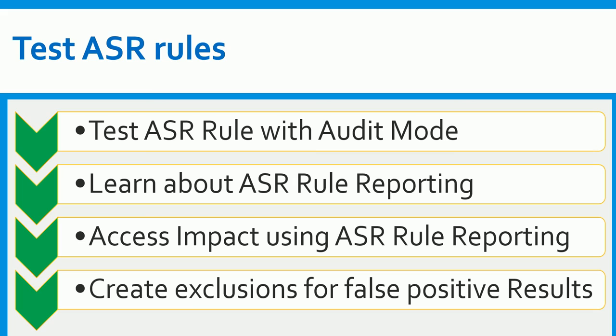Let's go through how you can test it. Test the ASR rule with audit mode first, as I showed a while back. First create your rule with audit mode, then learn about the ASR rule reporting. Collect the reporting from audit mode, and then assess impact using the ASR rule reporting. Just analyze the data and see what exclusions are required, or what unwanted traffic you can block, and then create the exclusions for the false positive results.